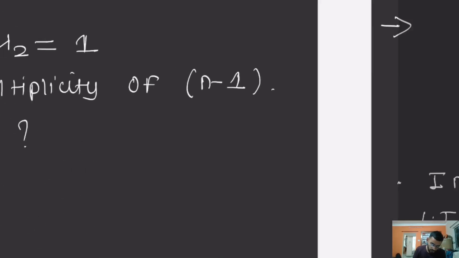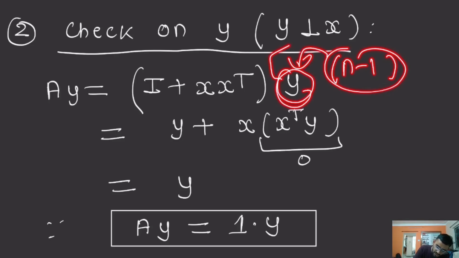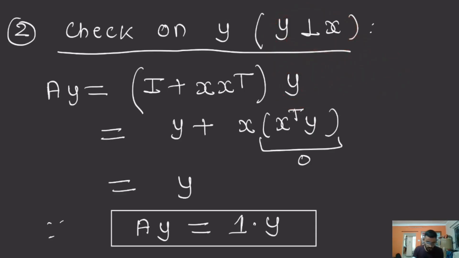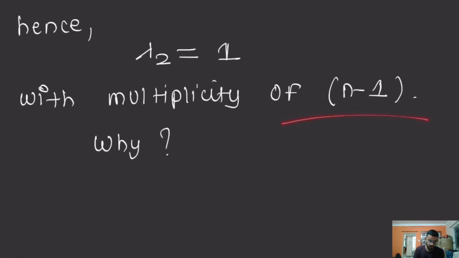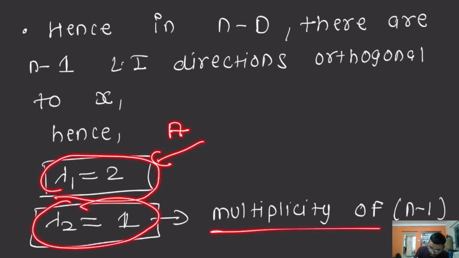Why? Because there are n minus 1 directions in which we can take y, which are orthogonal to x. We can take y in n minus 1 directions, and since each time y is orthogonal to x, each time we get Ay is equal to y, n minus 1 times. So we can say that this eigenvalue has multiplicity n minus 1. So the eigenvalues of A are: one eigenvalue is 2, another is 1 with a multiplicity of n minus 1.